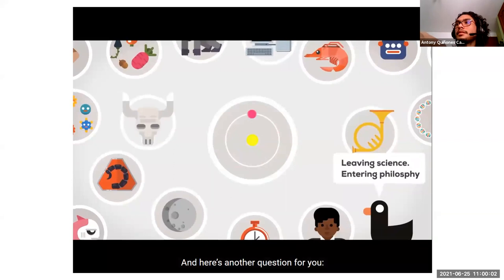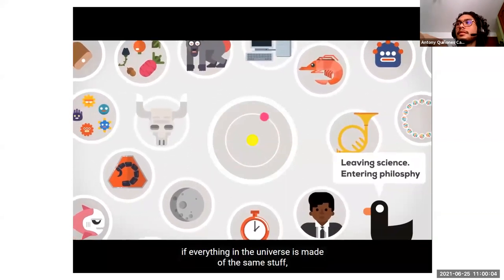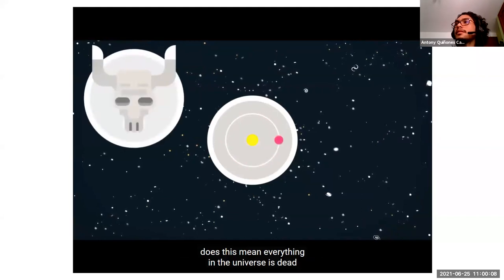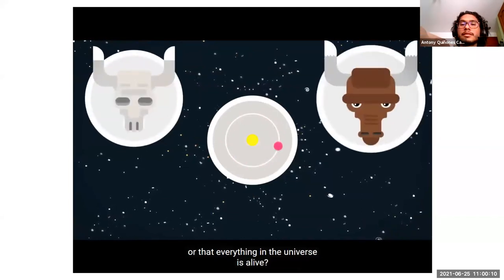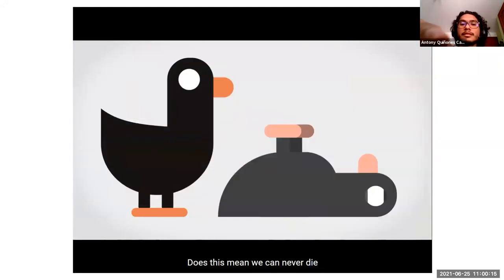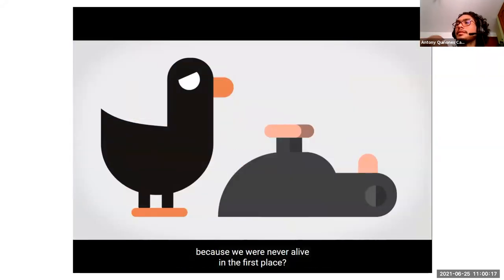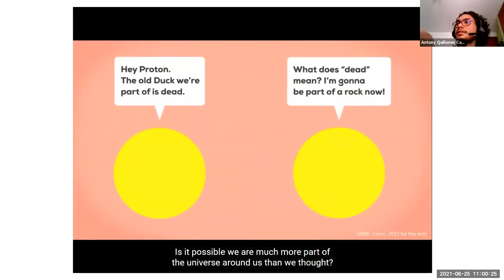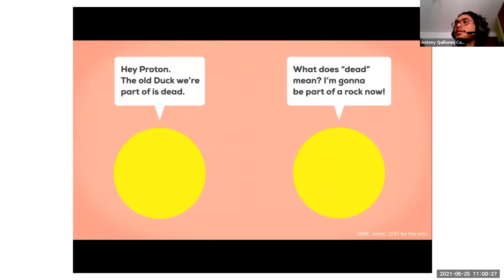And here's another question for you. If everything in the universe is made of the same stuff, does this mean everything in the universe is dead, or that everything in the universe is alive? That it's just a question of complexity? Does this mean we can never die because we were never alive in the first place? Is life and death an irrelevant question, and we haven't noticed it yet? Is it possible we are much more part of the universe around us than we thought?